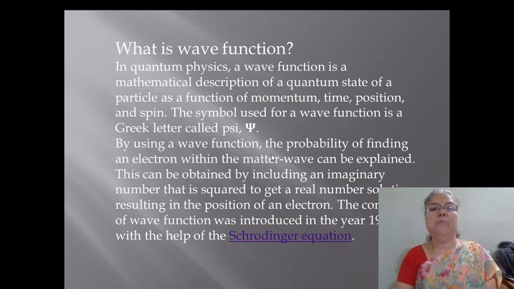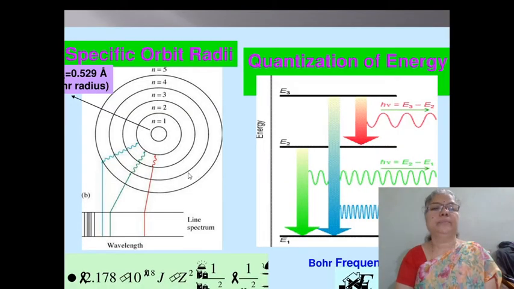By using a wave function, the probability of finding an electron within the matter wave can be explained. This can be obtained by including an imaginary number that is squared to get a real number solution, resulting in the position of an electron. The concept of wave function was introduced in the year 1925 with the help of the Schrodinger equation.